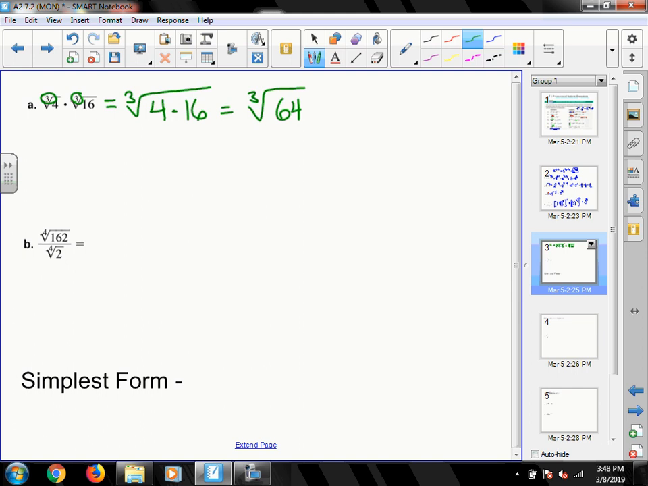You guys have done this with square roots before. Now that property is just going to extend to all roots that we're working with, whether it's a cube root, a fourth root, whatever it may be. Now, I know the cube root of 64. What number times itself 3 times is going to give me 64? The magic number is going to be 4.